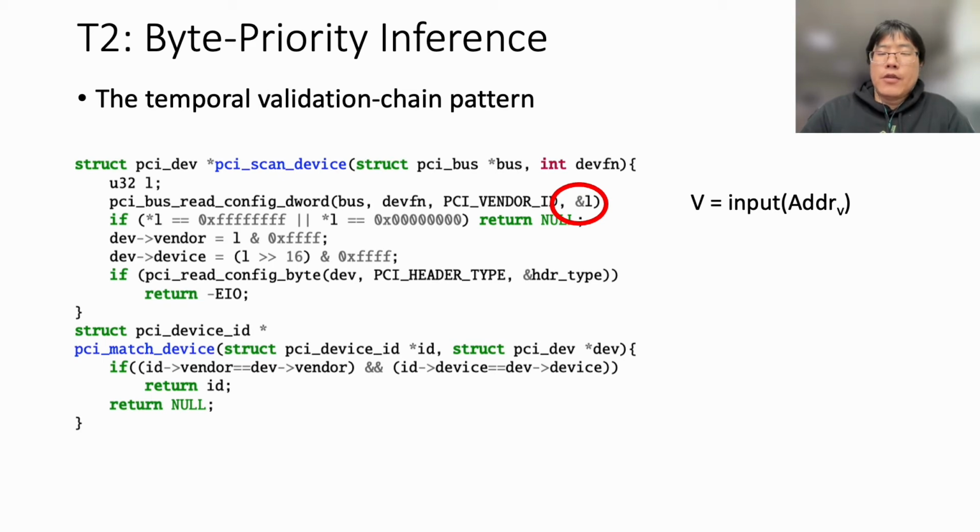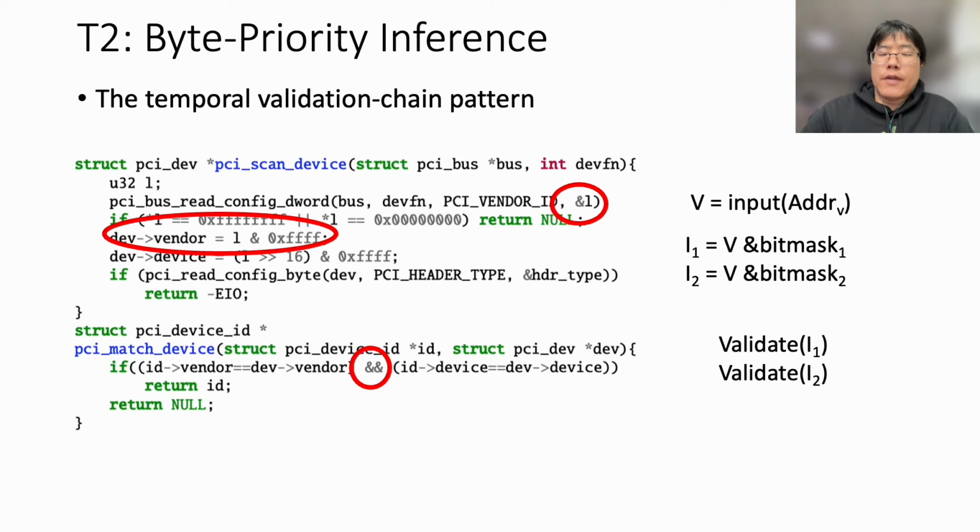Second, the value V will then be used as a source operand and a bit mask for bit operation to generate a new intermediate value, I. Third, this value, I, will have validations before the value V is used. Fourth, the value is used. In this execution pattern, the value V is read in advance, but it is referenced subsequently.